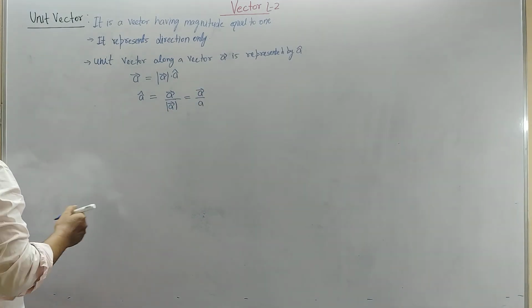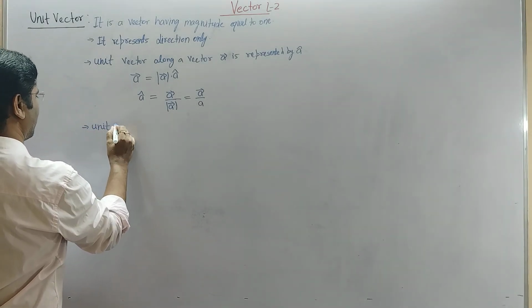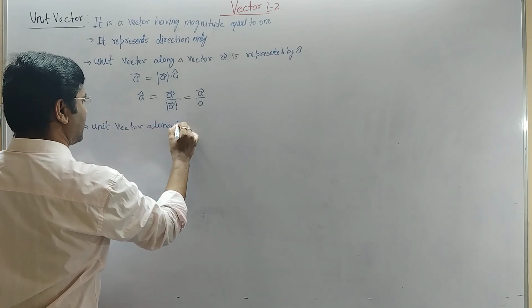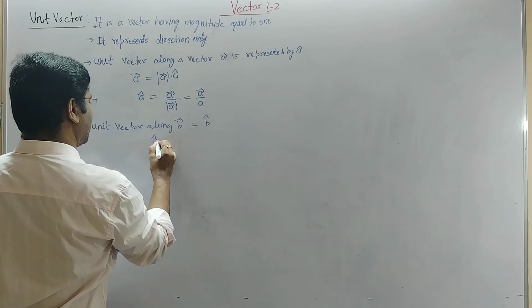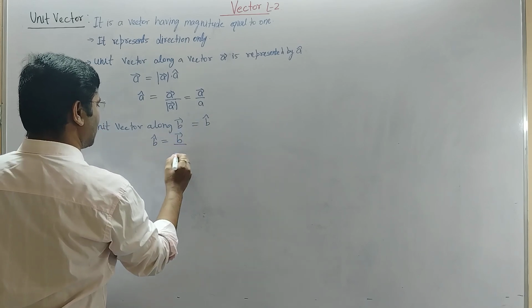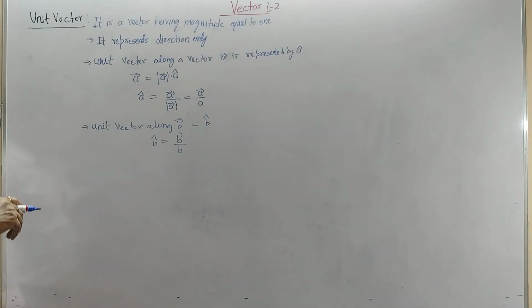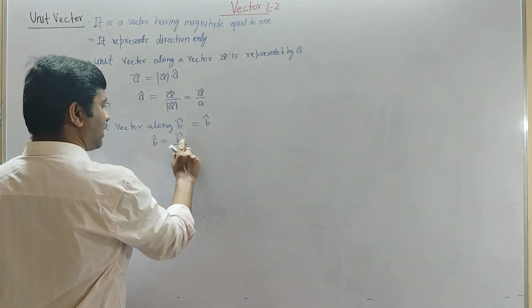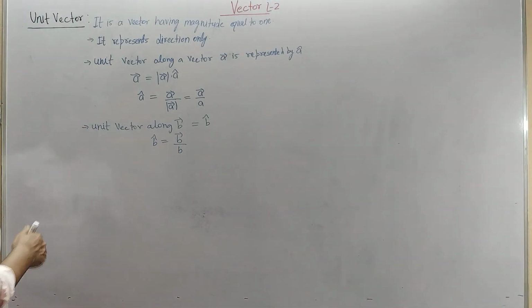So if I am writing the unit vector along another vector B, I can write here B cap. Again, B cap will be vector B upon magnitude of this vector B. So if there is any vector and you want to find the unit vector along that vector, you divide this vector by the magnitude of that vector, and you will get the unit vector.